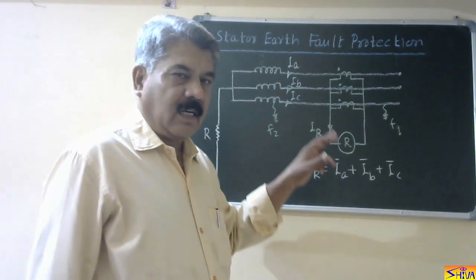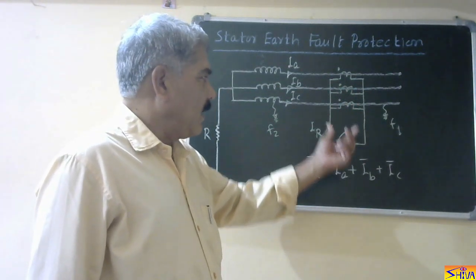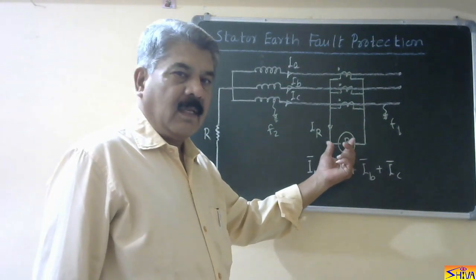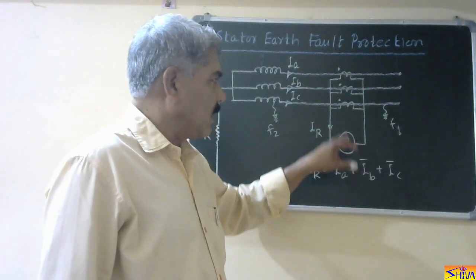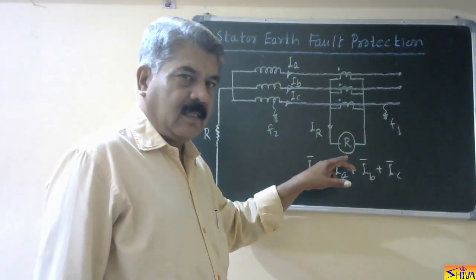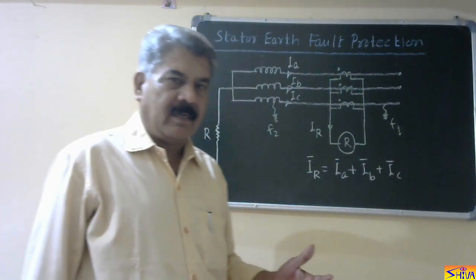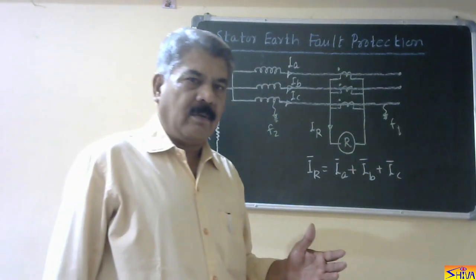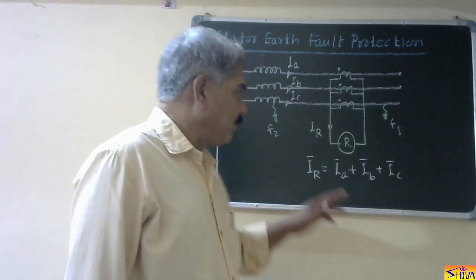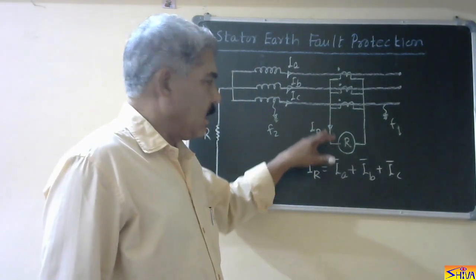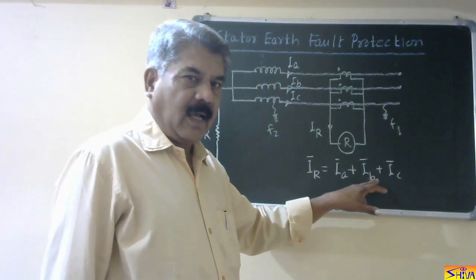So in unrestricted earth fault protection, we are using three CTs, one for each phase, and the relay is connected in the residual circuit of the CTs. R is the relay. It can be of instantaneous type or IDMT type. Now relay current IR, if you look at this diagram, is the phasor sum of IA, IB and IC.